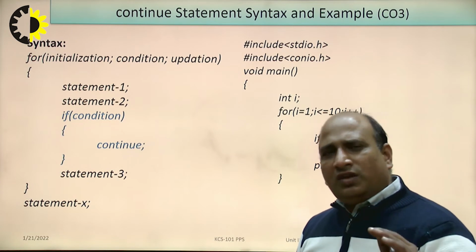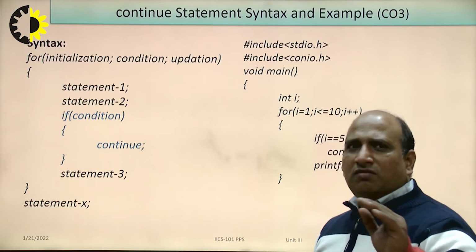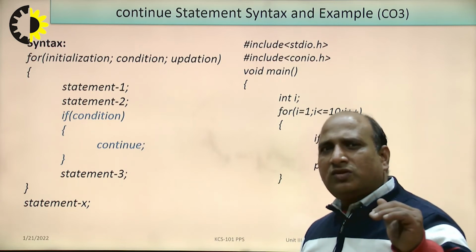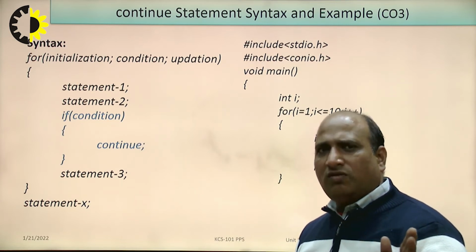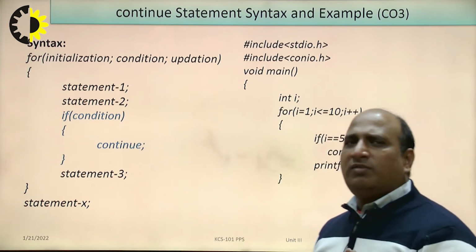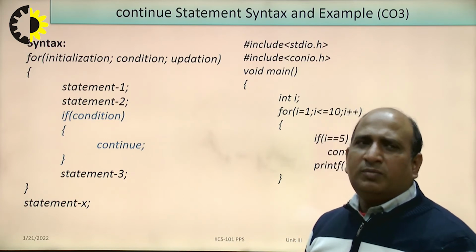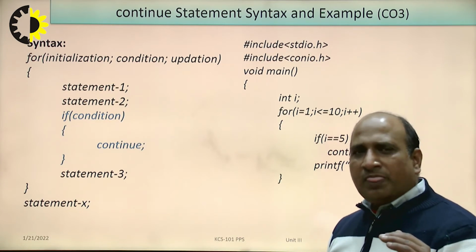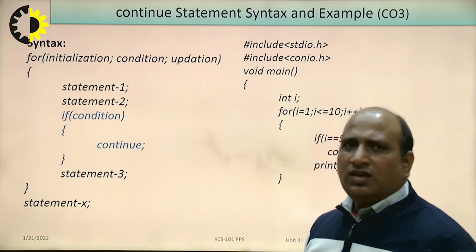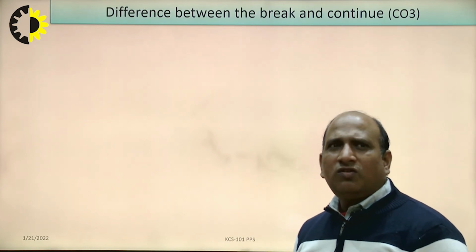So 1, 2, 3, 4 are printed, and whenever I becomes 5, continue is encountered and control comes to the I plus plus, it becomes 6. At this time 6 equals to 5 is false, so control will not go to the continue, and 6 will be printed. This way 6, 7, 8, 9, 10 will be printed, which means 1, 2, 3, 4, then 6, 7, 8, 9, 10 will be printed, meaning 5 will be skipped only. So whenever we want to skip particular instructions from being executed, in that situation we will use this continue keyword. Okay, I hope you all understand.